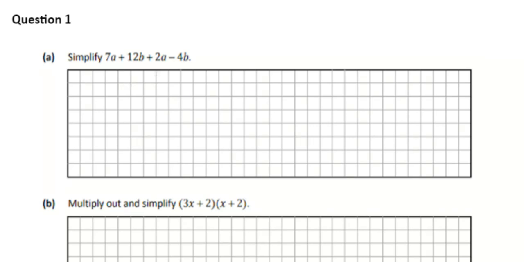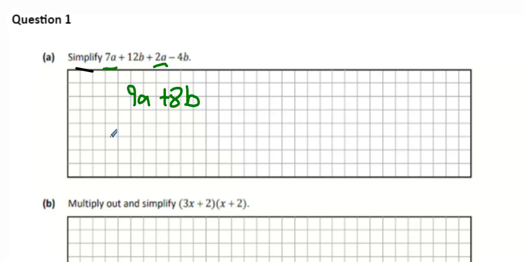Simplify. Simplify is essentially stock counting. You have 7 A's and you have 2 A's. It's like 7 apples and 2 apples. Add them together to get 9 apples. You have 12 bananas, but you sold 4 of them. So it's 12B minus 4B, 8B. All that is stock taking, lads.